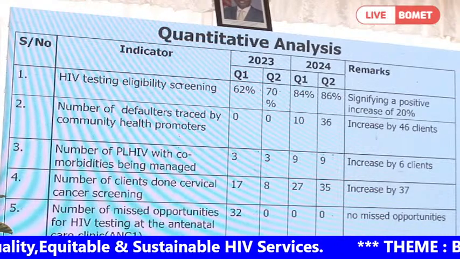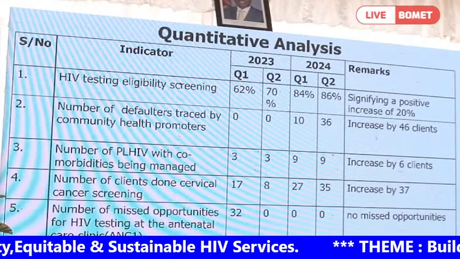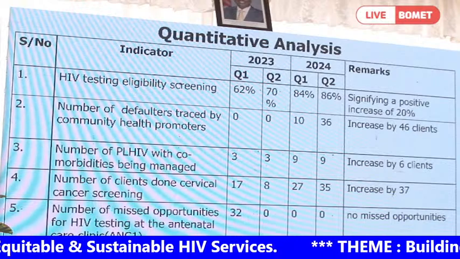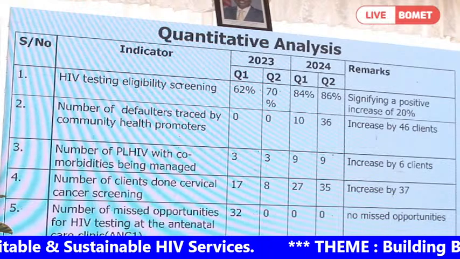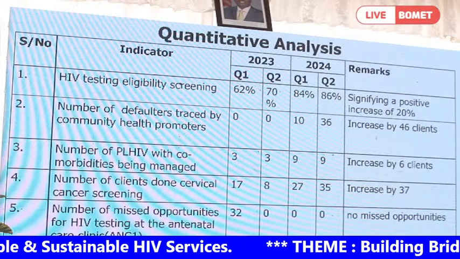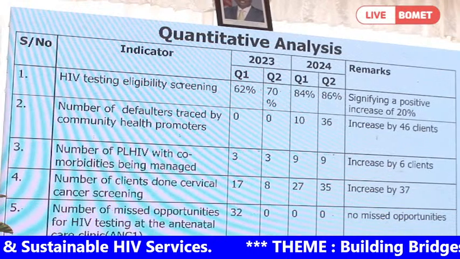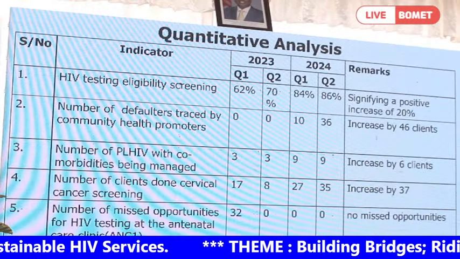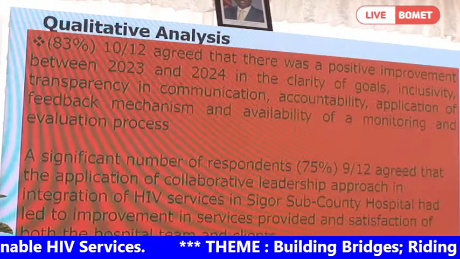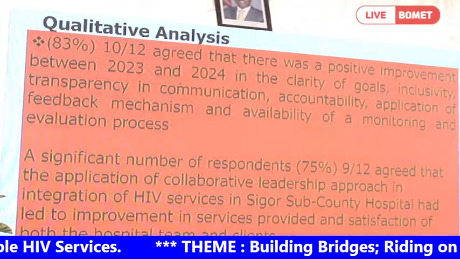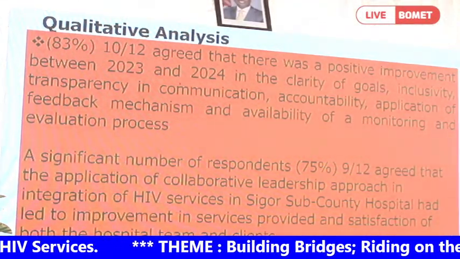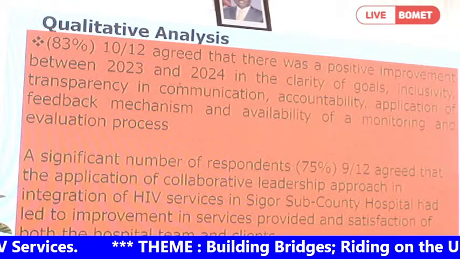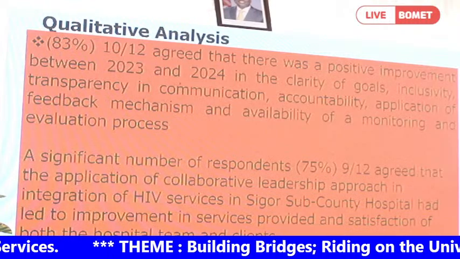And finally, number of missed opportunities for HIV testing at the antenatal clinic. Let us note this is ANC1, so we had missed opportunities in Q1 in 2023 of 32, but currently we have no missed opportunities, which means we are really looking into our mothers to ensure that they get tested at the first ANC. So finally, the qualitative analysis, which was as a result of the interviews conducted.